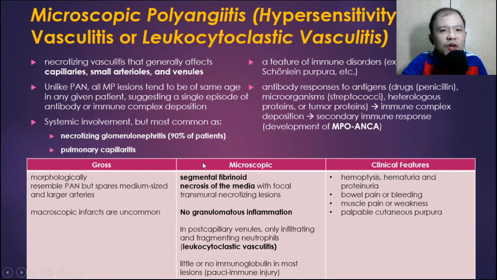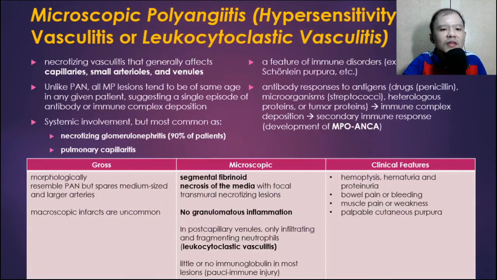What's the presentation of microscopic polyangiitis? It doesn't have a granuloma. Does the patient have asthma or cough? No. Blood, siguro, hemoptysis? Okay.